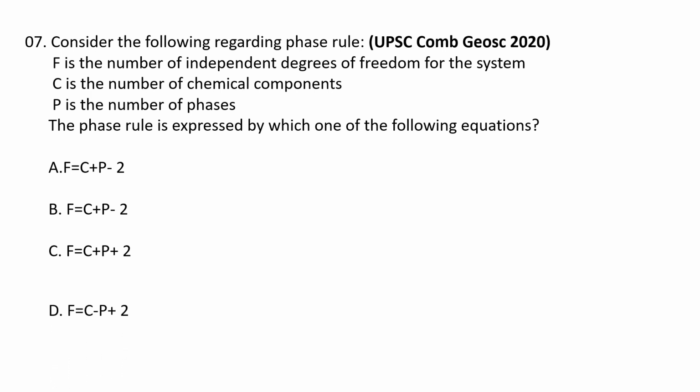F is equal to C minus P plus 2. So the phase rule states that F is equal to C minus P plus 2. Thus for a one component system with one phase, the number of degrees of freedom is 2, and any temperature and pressure within the limits can be attained. So according to the phase rule, F is equal to C minus P plus 2. D is the correct option.